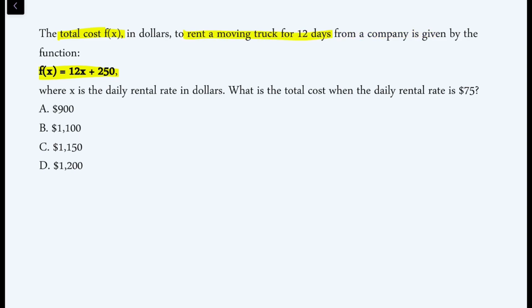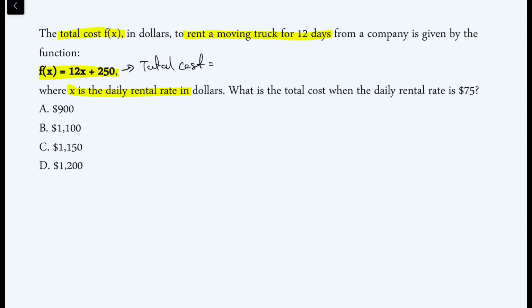So to rent a truck for 12 days, this is the formula. Well, what does this say? Essentially, this says that total cost, f of x, which is what they tell us here, is equal to 12. Well, we know 12 days, right? So 12 days times x plus 250. And x in the next part tells us that it is the daily rental rate, in dollars.